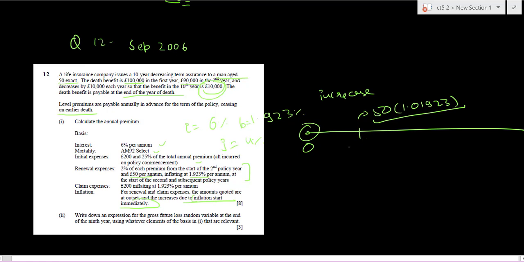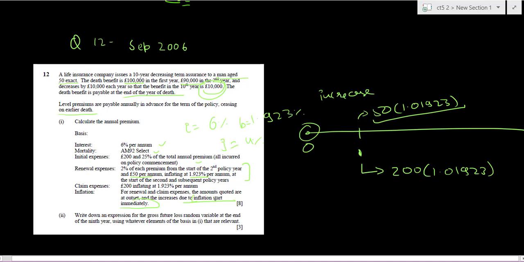So simply you can think about it that this increase is added at the beginning of each year and not at the end of each year. So it starts at time 0 itself and goes on and so forth. So that's how you can think about it. So this expense at the beginning of the second year, that is at time 1, would be equal to 50 into 1.01923. And then there is a claim expense of 200 as well. So if someone dies in the first year, at the end of the first year, the expense would be 200 into 1.01923. Again this has to be understood.